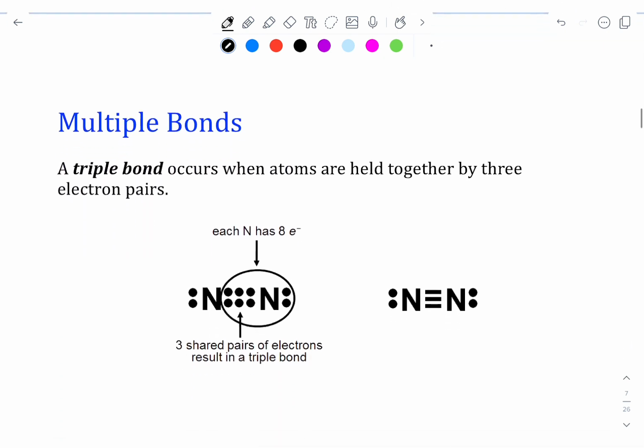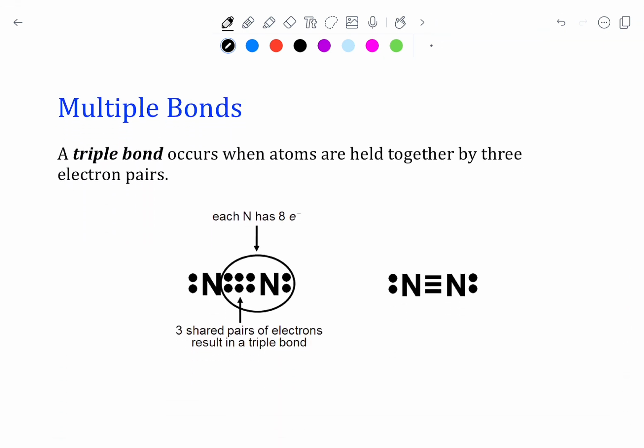Our last type of bond is a triple bond, and a triple bond occurs when atoms are held together by 3 electron pairs. So double was 2, triple is now 3, and that's where we're going to end it. We don't have any quadruple bonds or anything like that. We only go from single, to double, to triple bonds. So this is 3 electron pairs, so let's highlight those. There's one here, and then there's another one there. We'll use green to show our last one. So we have 3 bonding pairs that make up a triple bond.